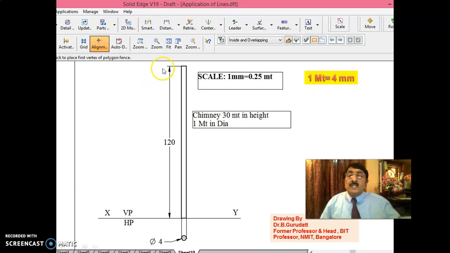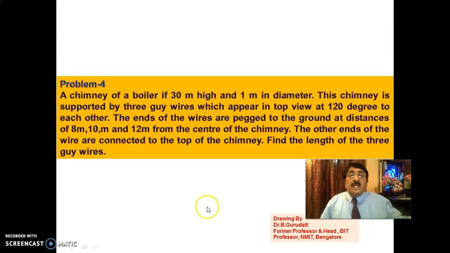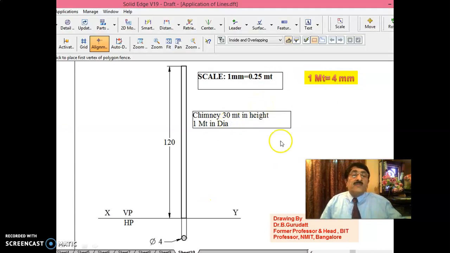Carefully observe. This 120 is already over, then totally it is 210, so another 90 mm approximately you have below. Now what you do is draw the XY line, VP and HP, and draw one circle of diameter 4 mm, because it is 1 meter in diameter, and 1 meter is 4 mm.